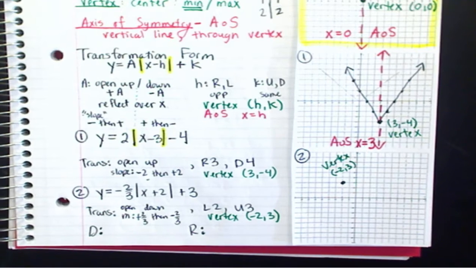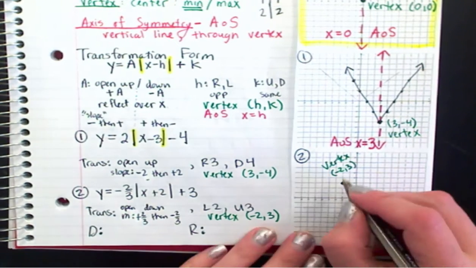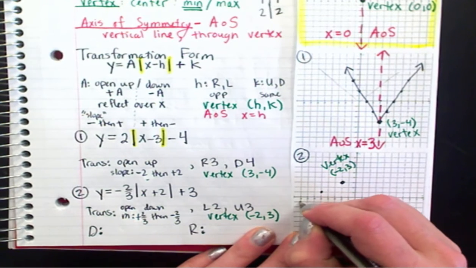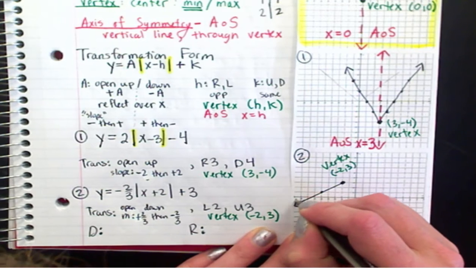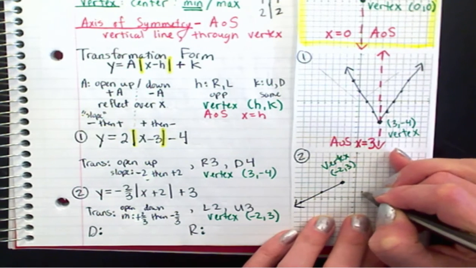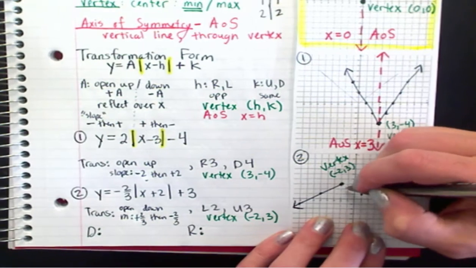Opening down, which means that it's a positive slope first, then it's a negative slope.